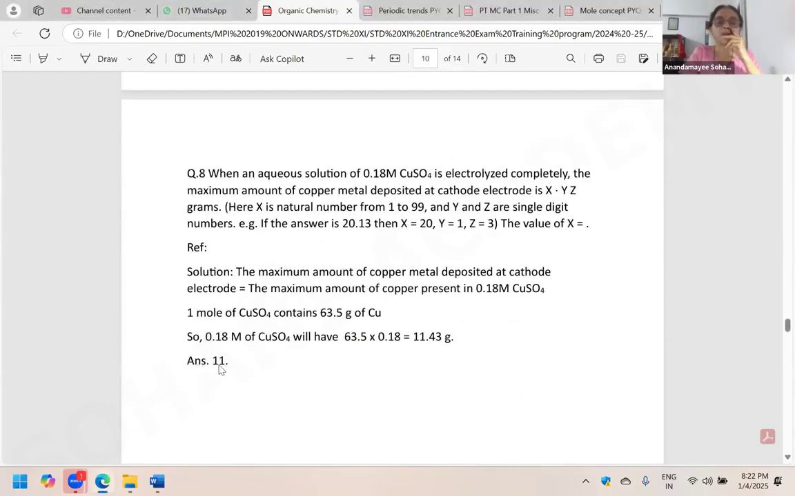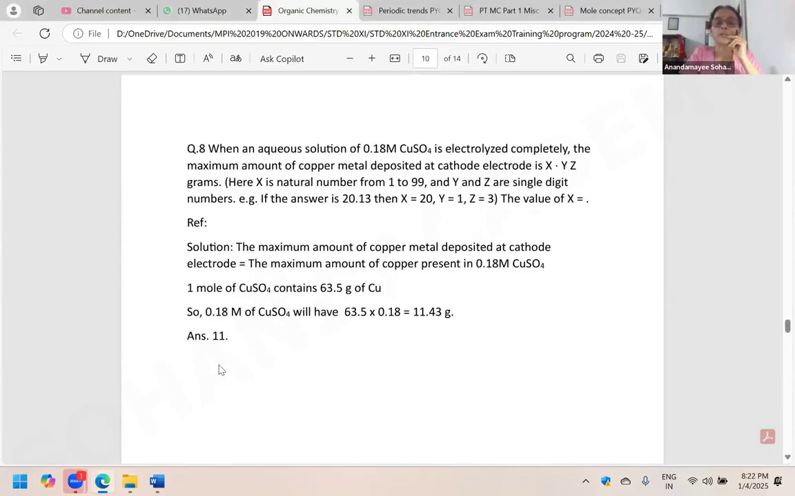You can keep that in mind. Okay. Now, when an aqueous solution of 0.18 molar copper sulfate is electrolyzed completely, so you must know what happens to copper sulfate when it is electrolyzed. The maximum amount of copper metal deposited at the electrode is so many grams. So, what they are saying, 0.18 molar of copper sulfate. 1 mole of copper sulfate will contain how much copper?